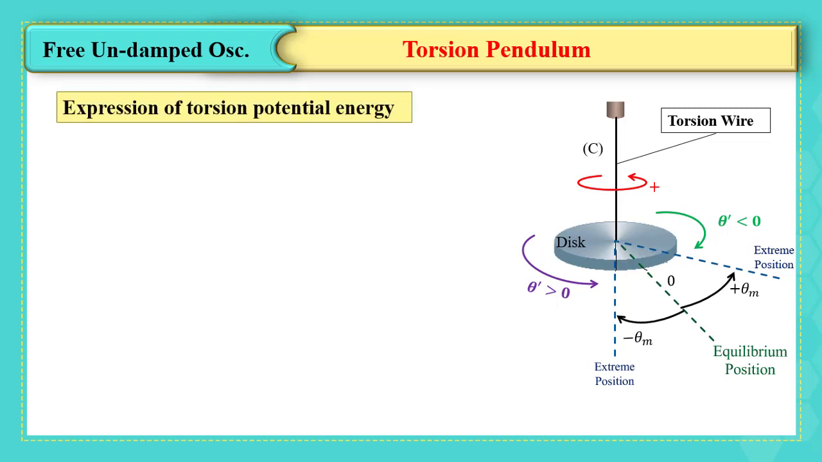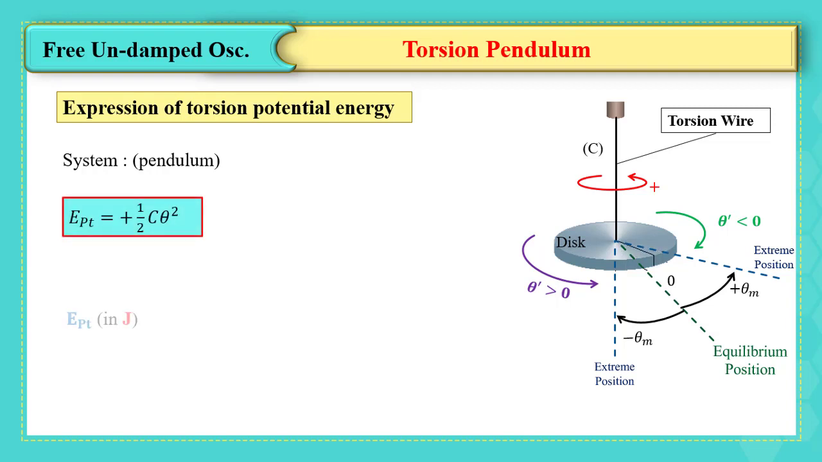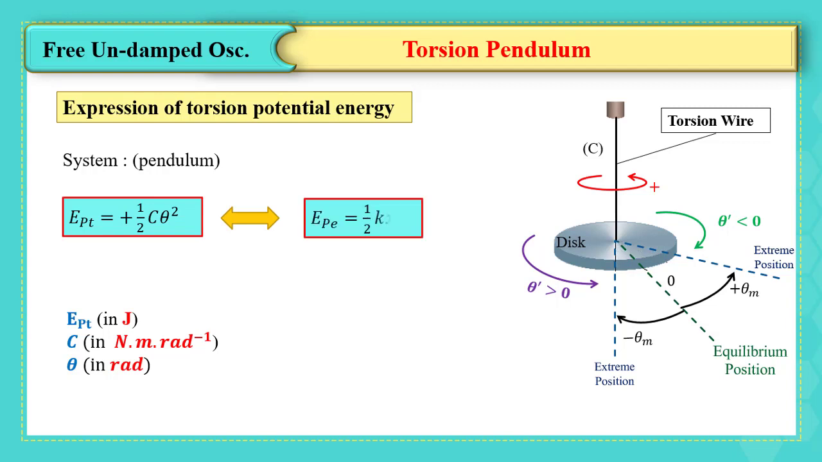Let's start with the expression of the elastic potential energy. The system is taken as the pendulum. The potential energy is given by half C theta squared, where the energy is in joules, C in Newton meter per radian, and theta in radians. This expression is similar to that of the elastic potential energy of the spring, which is half kx squared. When the spring has a constant k, here the torsion wire has a constant C. There we have x as a displacement, here we have theta as the displacement.